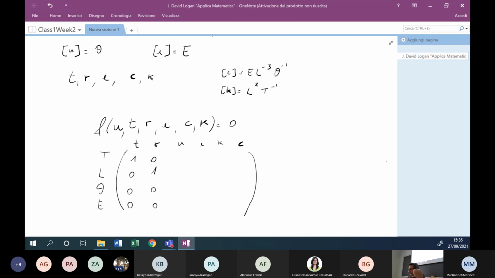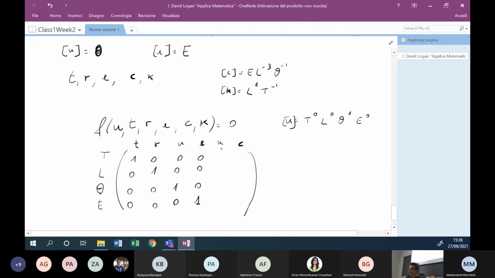What does it mean? Theta here is the dimension of temperature. So u, which is the temperature, is going to have the dimension of a temperature. So in this matrix, it's represented in this way. Because again, remember, what's the dimension of u in terms of T, L, theta, and E? It is 0, 0, 1, 0. And the small e is the energy, so it is 0, 0, 0, 1.